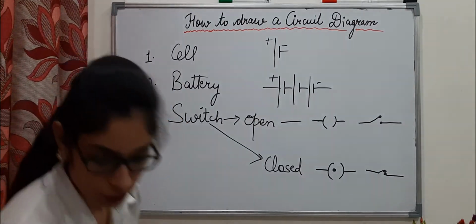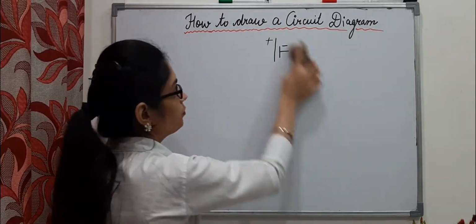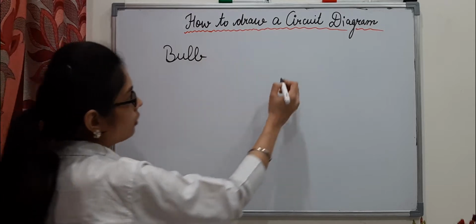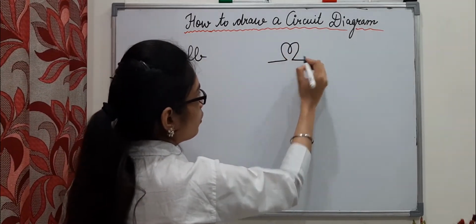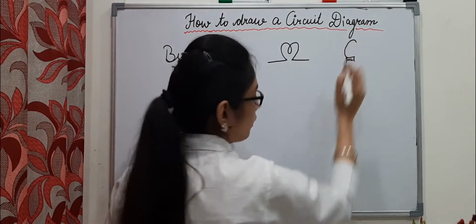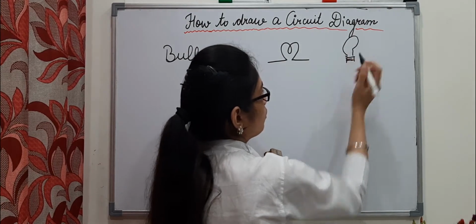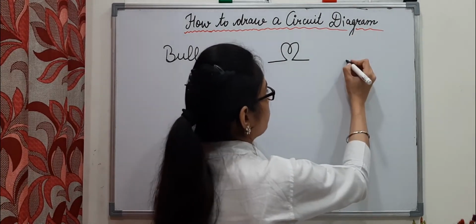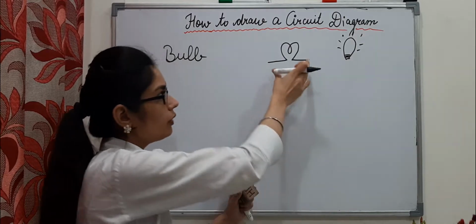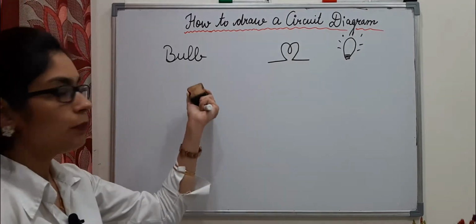The next symbol we have, it is of bulb. So make sure you are noting all the symbols. Then we have bulb. Bulb you can represent in this way, or you can draw a bulb, a real bulb. Like my drawing is not very good, but still I'll try. So you can use this one also and you can use this one also, but prefer to use this one. So this symbol is for bulb.